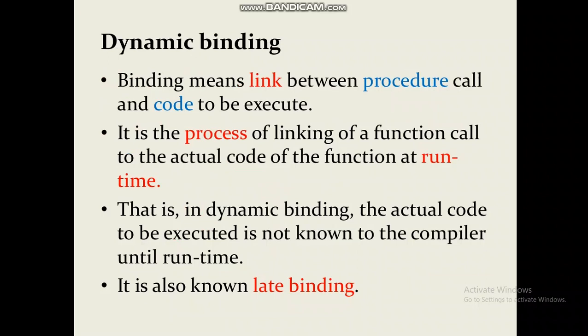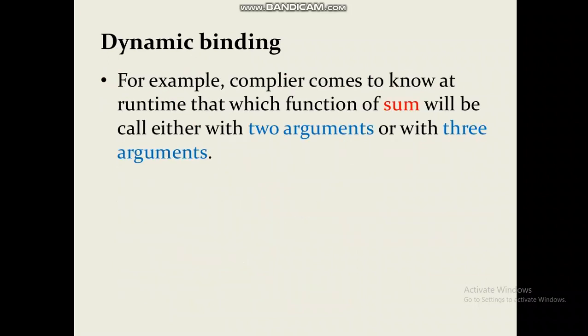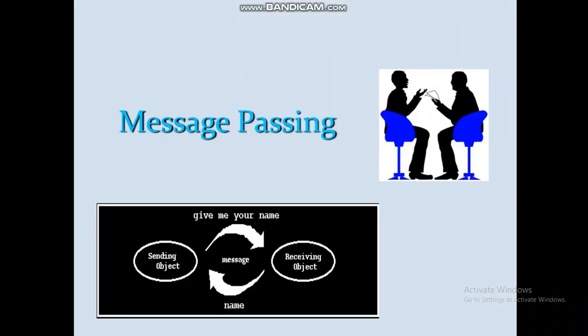Dynamic binding. Binding means the link between a procedure call and code. It is the process of linking a function call to the actual code. It is also known as late binding. The compiler comes to know the errors at runtime.